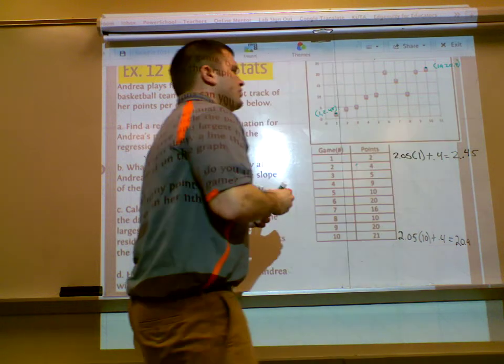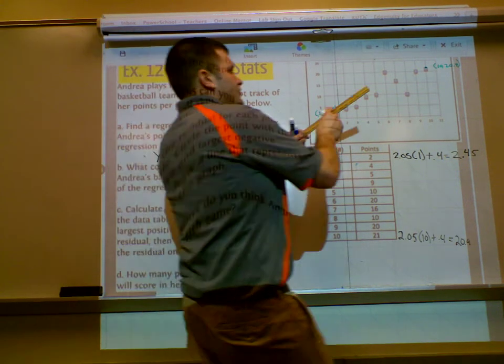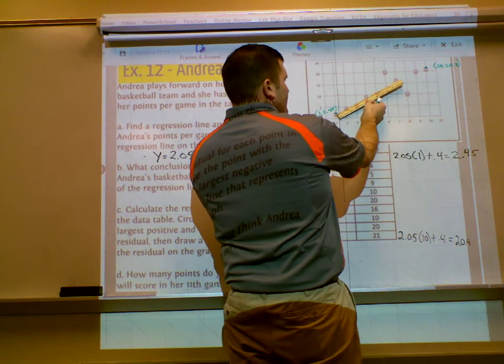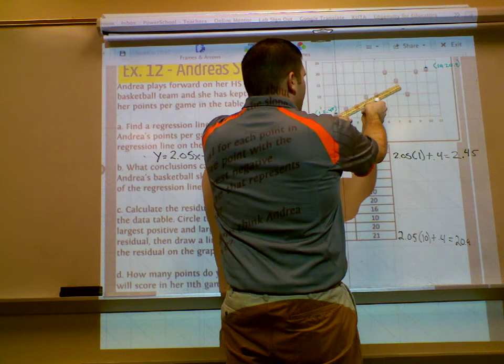And I said 21. Now how can I make sure that my graph is correct? What should I do with those two points? Connect them with a straight edge. A ruler works fine. Side of your book works okay. Your forearm, not so much.